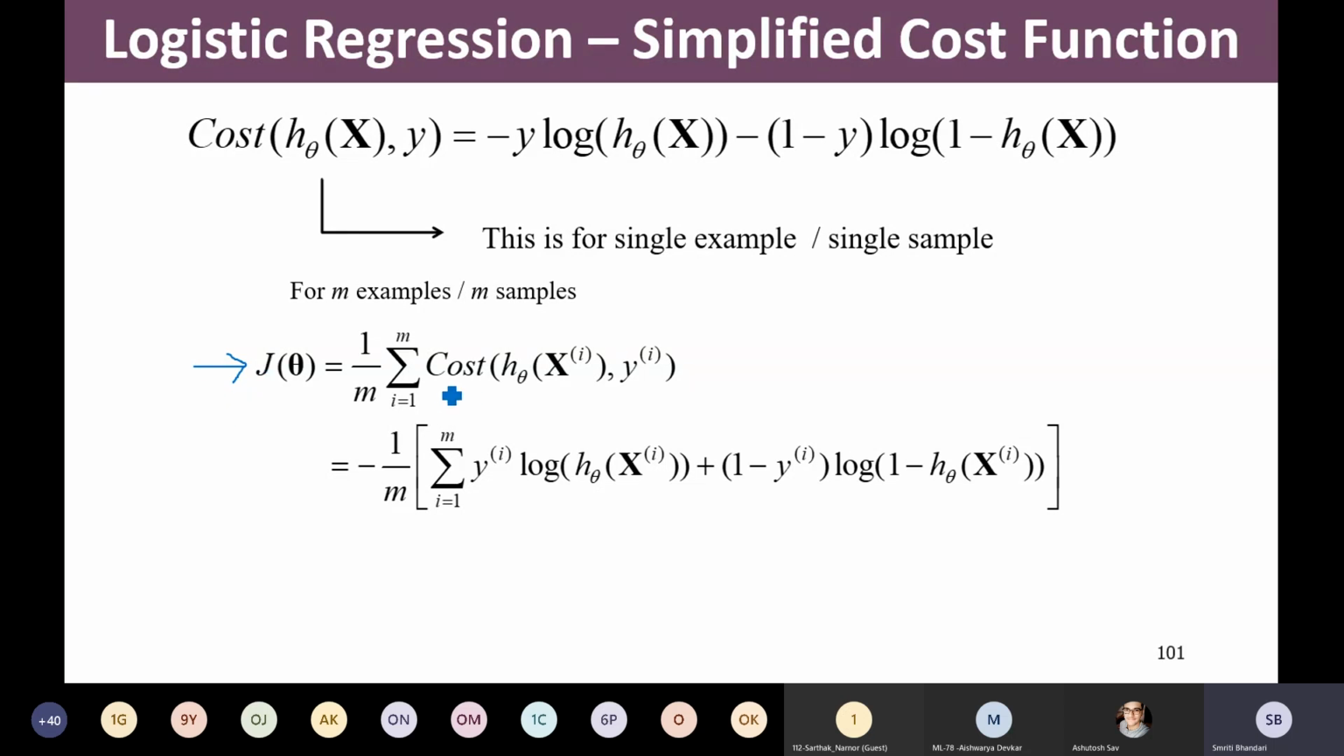Now, just by substituting this cost function here, and using the negative sign outside, what we get is minus 1 divided by m summation over i equal to 1 to m of y_i log of h theta x_i plus (1 minus y_i) log of 1 minus h theta x_i. Do you agree with me?